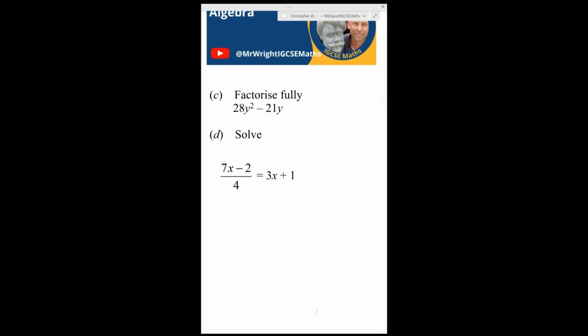Okay, I'm looking for a common factor here. I'm going to pull out 7 and y. It's going to leave me with 4y minus 3.